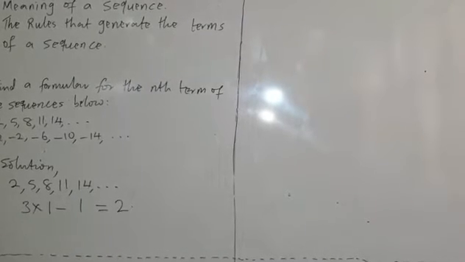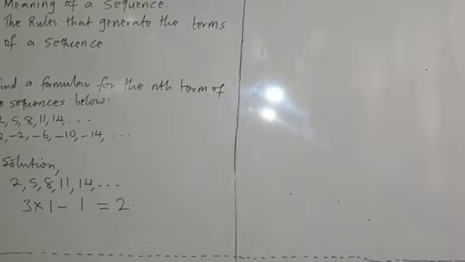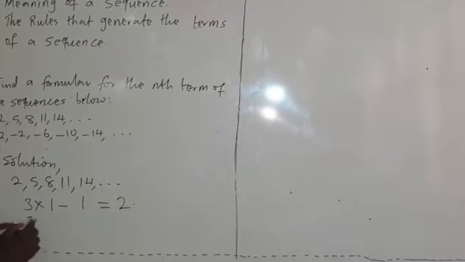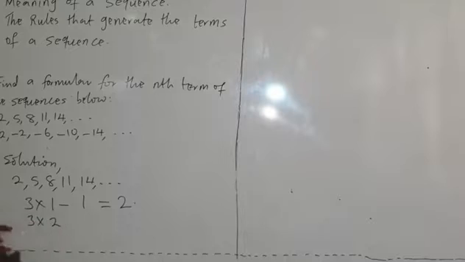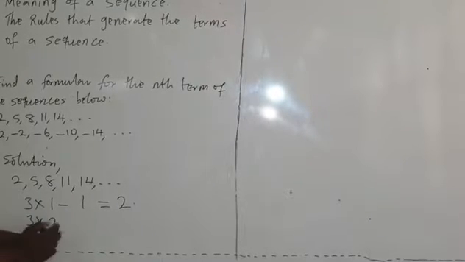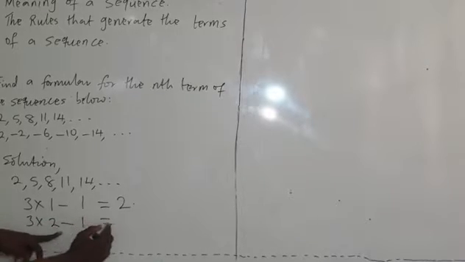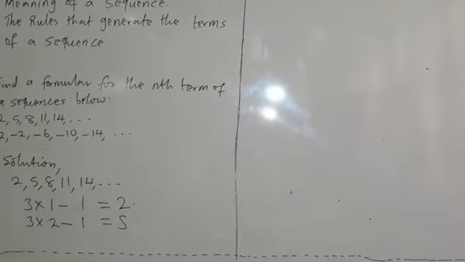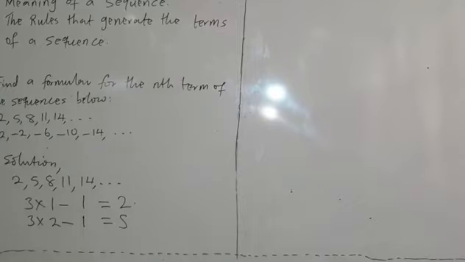So let's try for the second term whether it will work. So the next one is 3 multiplied by 2. So these are the set of natural numbers. So 3 multiplied by 2, that is 6. 6 minus 1 gives us what? 5. So which is the second term? I think it worked for the second term as well.